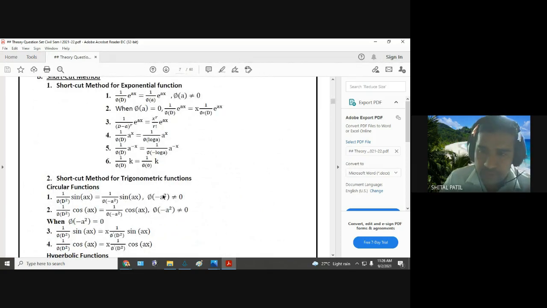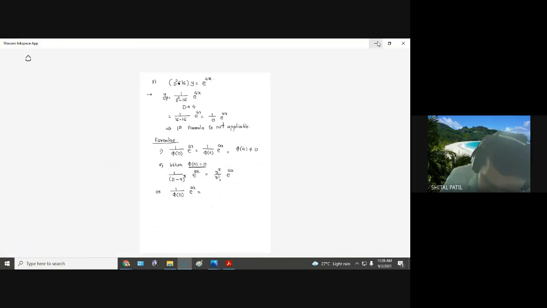So x, 1 upon phi of d, correct. x, 1 upon derivative of phi, phi dash of d. This dash is for the derivative and to be operated on e raised to x, where phi dash of d is the derivative of phi of d with respect to d. If you want, you can mention it.